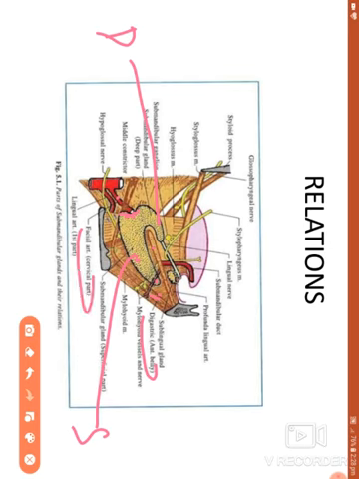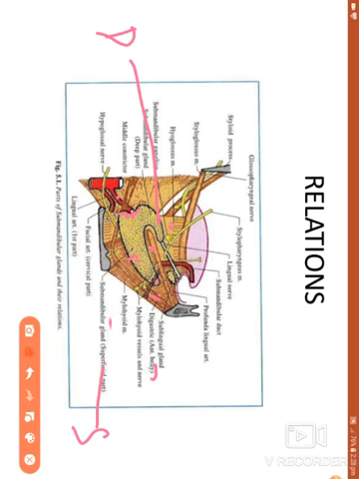So, this is the lateral surface. This is the medial surface. The medial surface relates to this mylohyoid muscle, then also to the hyoglossus muscle, and in addition to that, mylohyoid nerves and vessels. So, these are the relations of the superficial part.